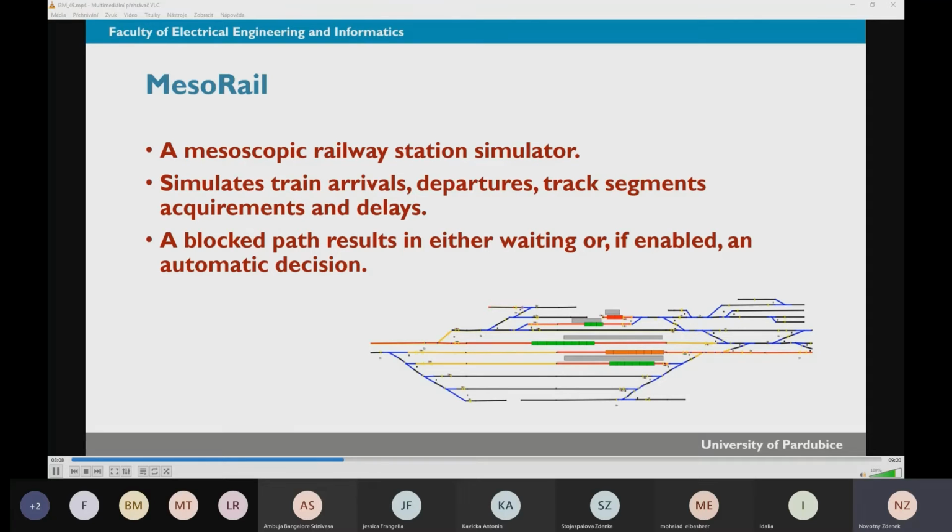The simulator is capable of simulating train arrivals, departures, and acquisition of track segments. Arrivals can be optionally equipped with delays. If a train's path is blocked, it triggers a decision-making support to find another way. If such support is not enabled, or if no other or better path is found, it stops and waits.